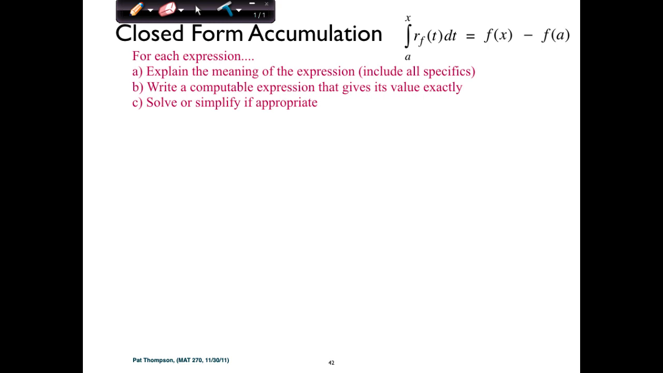Based on the fundamental theorem and the fact that f is the antiderivative of the rate function. So part B means write the computable version of the open form using the fundamental theorem and antiderivative, and then solve that. Once you get the closed form, if it can be simplified, you want to simplify it. Let me have you write down the first three.